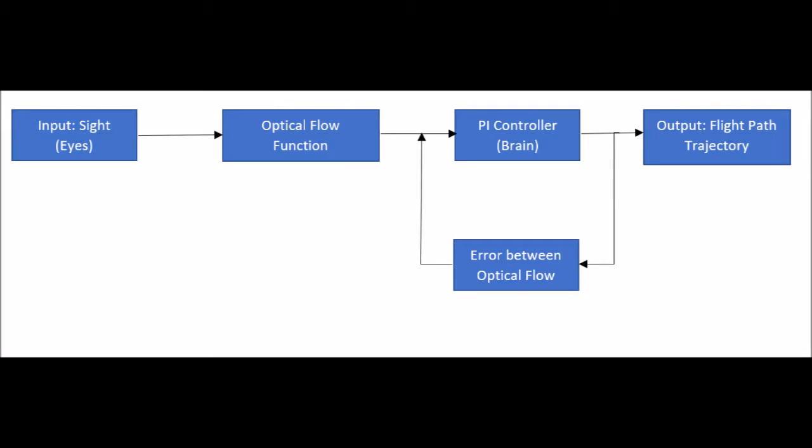Bees take in the sight of their surroundings and use it to determine the optic flow of the surfaces they're between. Error between these apparent angular velocities in conjunction with previous flight path is then used to determine the new flight trajectory. This is why it is a PI-controlled system.